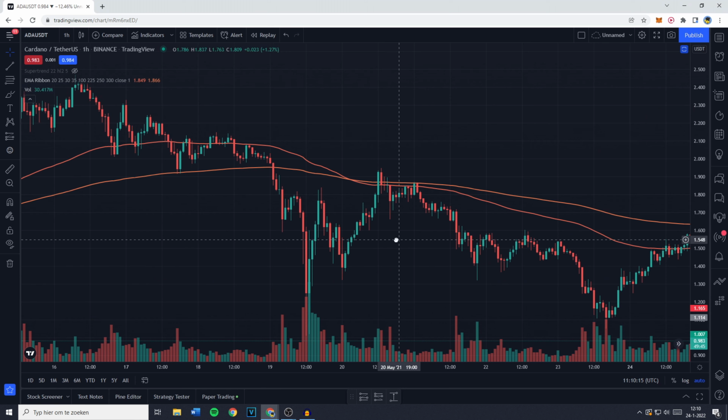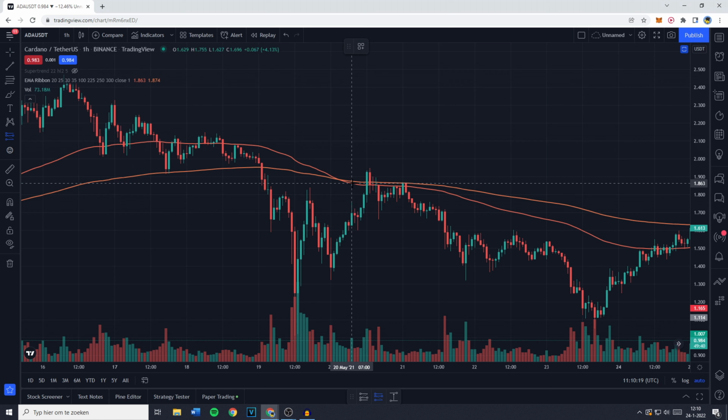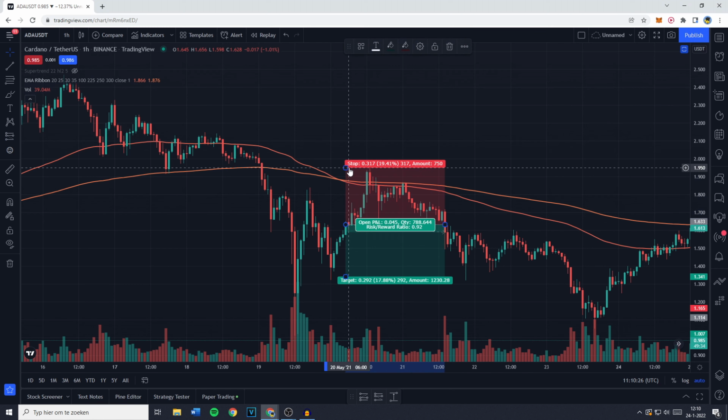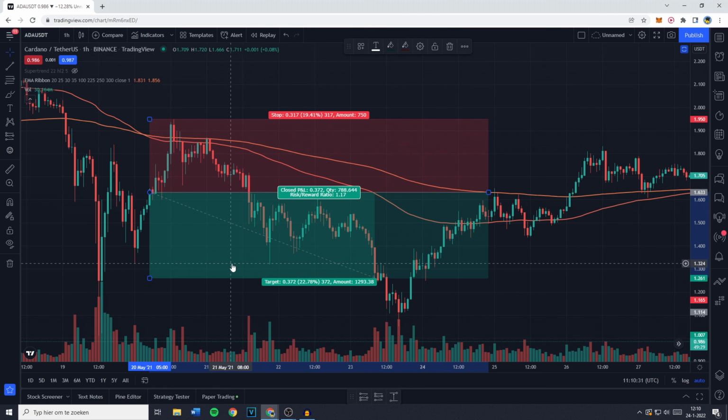And right here is the next cross. It's once again a death cross. So you're going to open the short position. Maybe you would have been stopped out depending on where you'd set your stop loss. And then you could have walked away with once again a 22% profit.